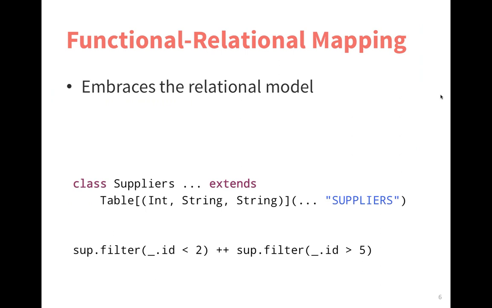For example, here you see a class suppliers, which extends table of some tuple type of 3 columns. So that's a suppliers table in the database, and it has 3 columns, and we map that to a Scala class that represents a row of that table. And below that, you can see the statement sub, which is supposedly an instance of suppliers, dot filter with some criteria, plus another filter call. These calls like filter and the plus are simply the filtering or restriction and union of the relational algebra. So we can translate these operations directly into database operations.